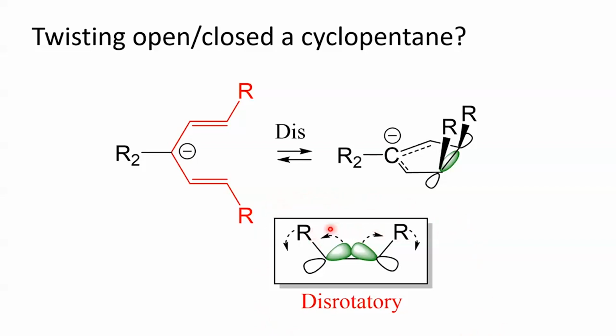However, if the R groups were linked together in some kind of cyclic structure, the only valid way to perform this disrotation would be to rotate them towards one another, so the R groups going inwards.